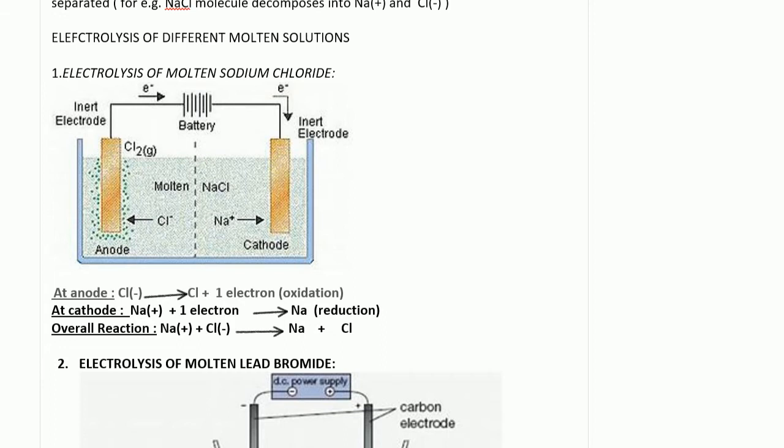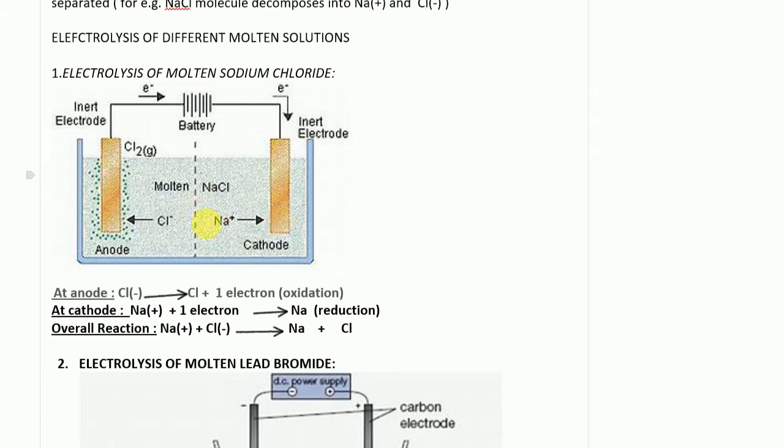So what happens in the electrolysis of molten sodium chloride is that we have two electrodes, one which is anode and another is cathode. Now what is anode? Anode is an electrode which is connected to the positive terminal of the battery, and cathode is an electrode which is connected to the negative terminal of the battery. Since anode is connected to the positive terminal of the battery, anode is positively charged, and since cathode is connected to the negative terminal of the battery, cathode is negatively charged.